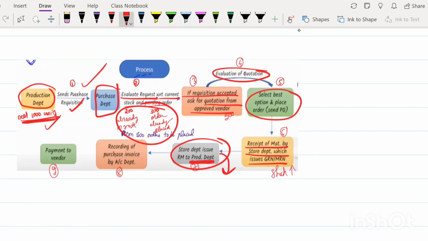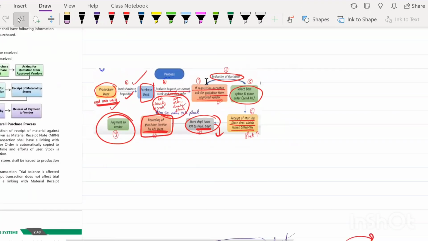It will issue the raw material to the production department, and the production department will use it to produce finished goods. That is a different part, but even the accounts department has to make payment to the vendor, right? So they'll record the purchase invoices and finally make payment to the vendor. So this is your process.